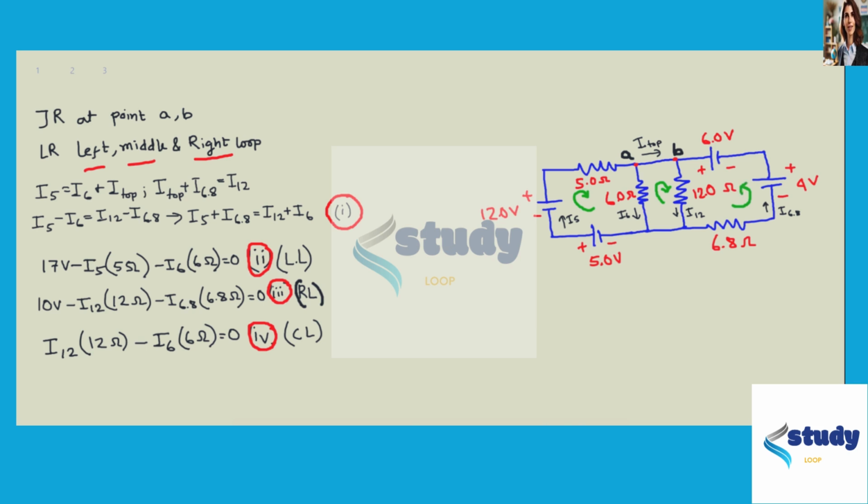Right. So here, as you can see, we're adding 12 and 5, so we have voltage gain on both batteries. That's why we have 17 volts and there's a plus sign. Then the current is in the same direction as the loop, so that's why we have a negative sign, and then we have I5 times 5 ohms. Then we have negative I6 times 6 ohms because of this current. So that's our left loop.